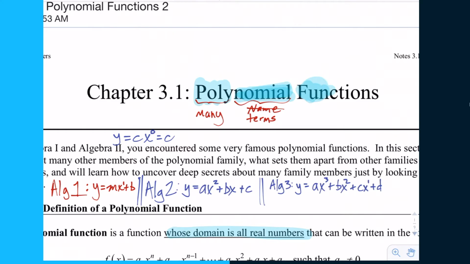What else do you notice about these functions? Look at the exponents. What types of numbers are the exponents? Whole numbers. Very good. You have x to the 0, which would be a constant, x to the first, second, third, fourth. Those are your whole numbers. And that, along with having a domain of what? All real numbers, are the two most important distinguishing characteristics of a many-termed function called a polynomial. The exponents on the variables have to be what types of numbers? Whole numbers. And the domain is what?